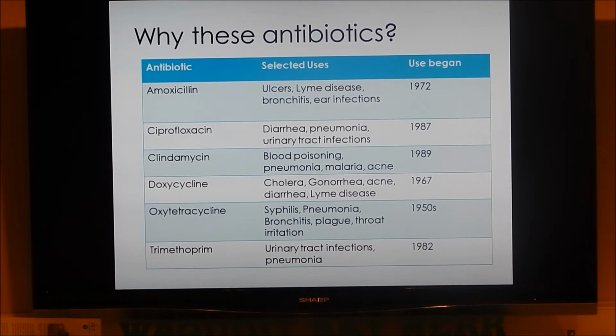One of the ones that might be particularly interesting on the Cape is doxycycline, which is often used for Lyme disease. And even though these started at different times, just because they're older doesn't mean that we don't use them. Doxycycline and oxytetracycline are actually used very often, still today.